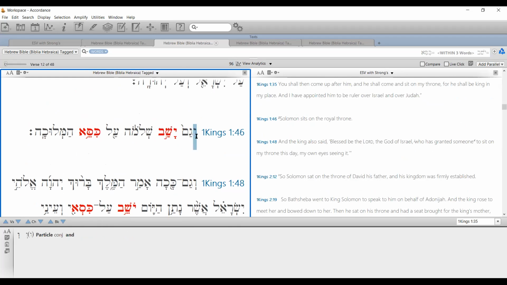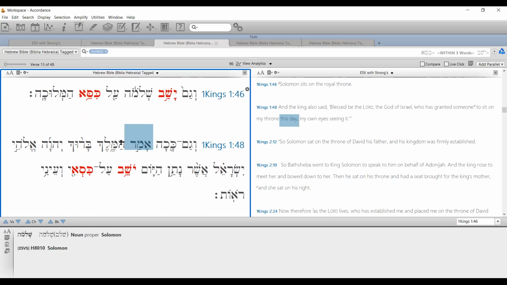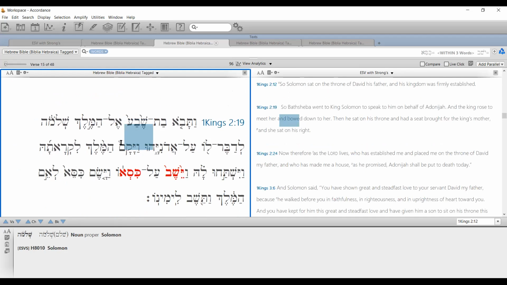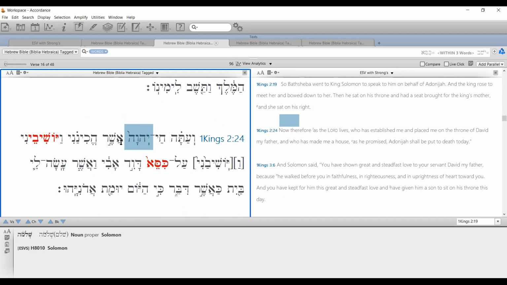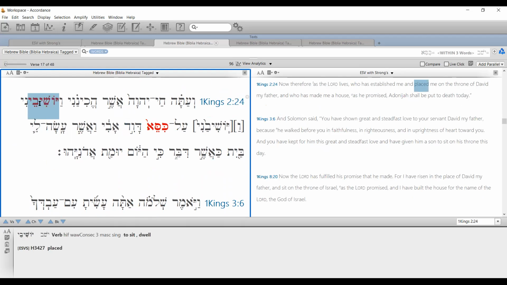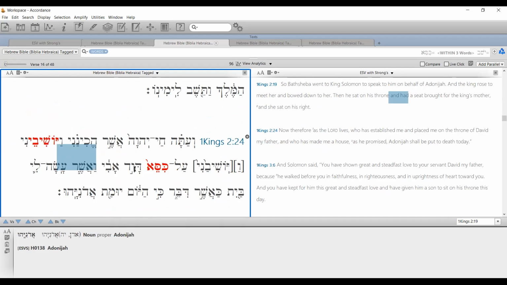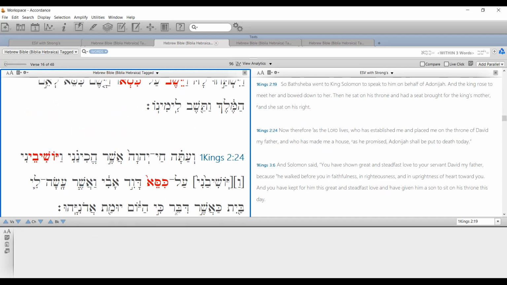Vegam yashav Shlomo al kisseh malucha. And also Solomon was sitting upon the throne of his kingdom. Okay, so do you see now it works like this? This is about the exact phrase, and if you want to find several words.